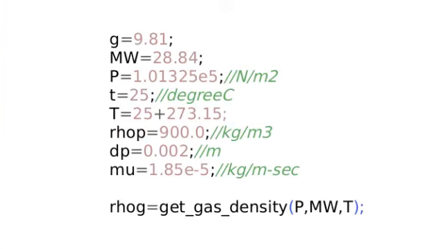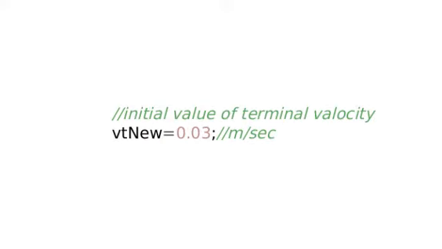Here are the constants that are given for the problem: G, molecular weight, pressure, temperature, density of the particle, diameter of the particle, viscosity of the medium, and then we calculate the viscosity of gas with the help of the formula that we had defined earlier. Assume some initial value of the terminal velocity. We have assumed 0.03 meter per second.